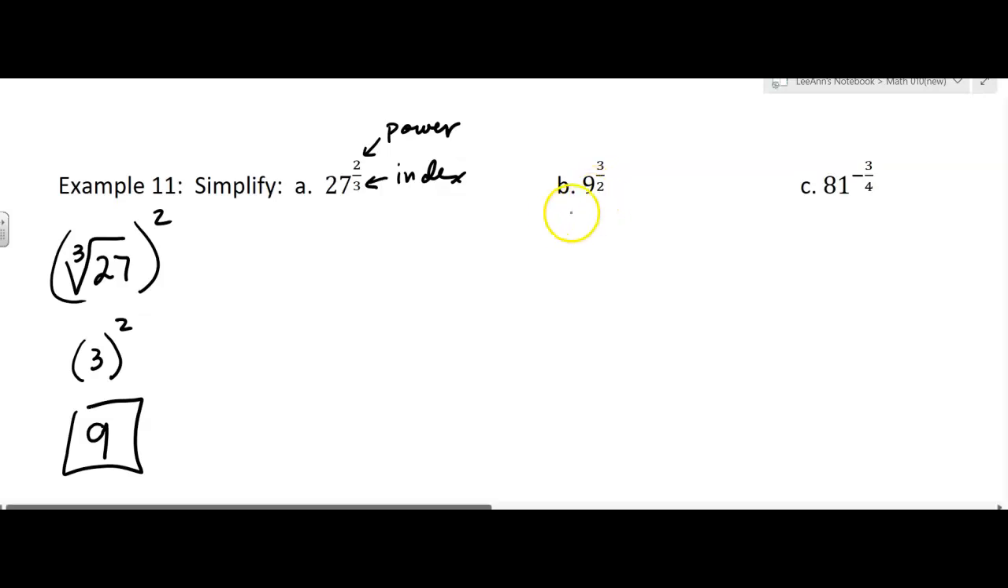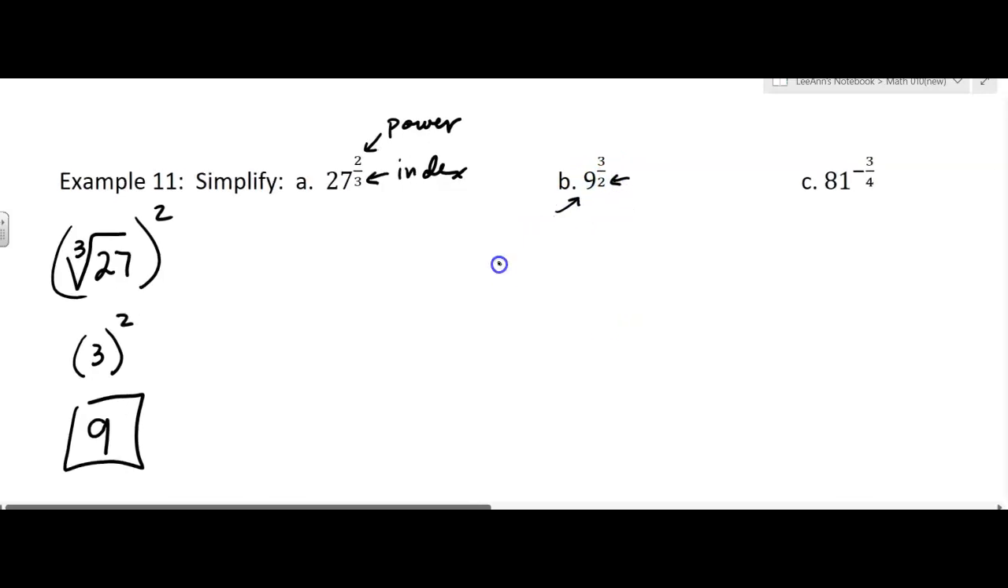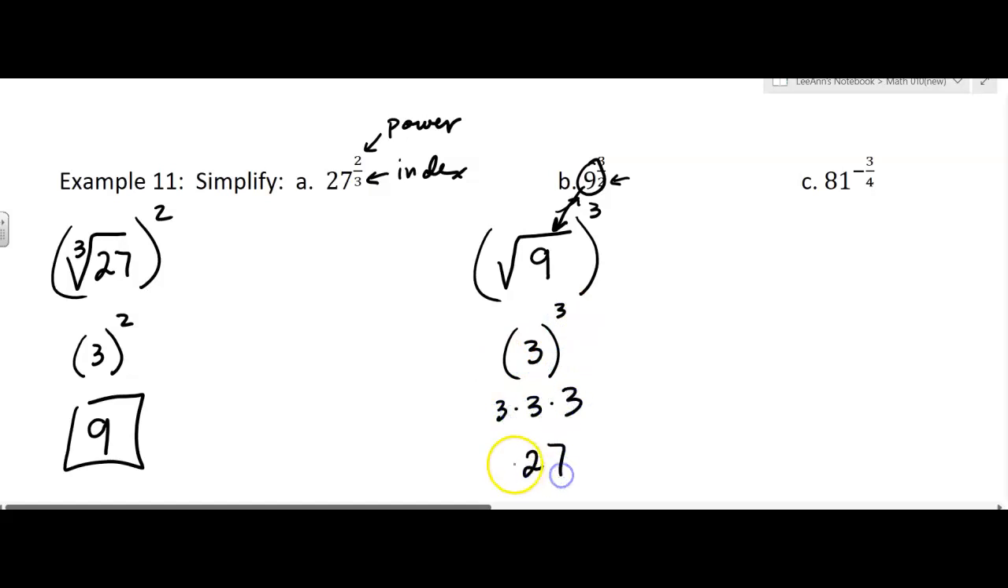Okay, so now we'll look at this one. The index is 2, so it's going to be a square root. And then I'm going to take the square root of 9, and then I'm going to cube it. Notice this base here stays the base, right? It's the radicand. The base when it's in exponent form is the radicand in the radical form. Okay, so what's the square root of 9? 3. And then what's 3 cubed? Well, 3 times 3 times 3, which is 27. Nice to have some different numbers.